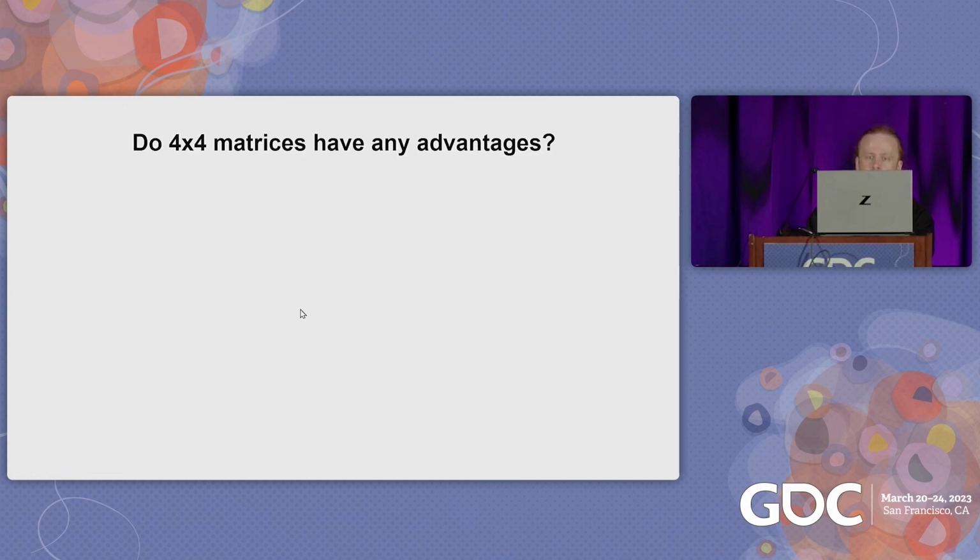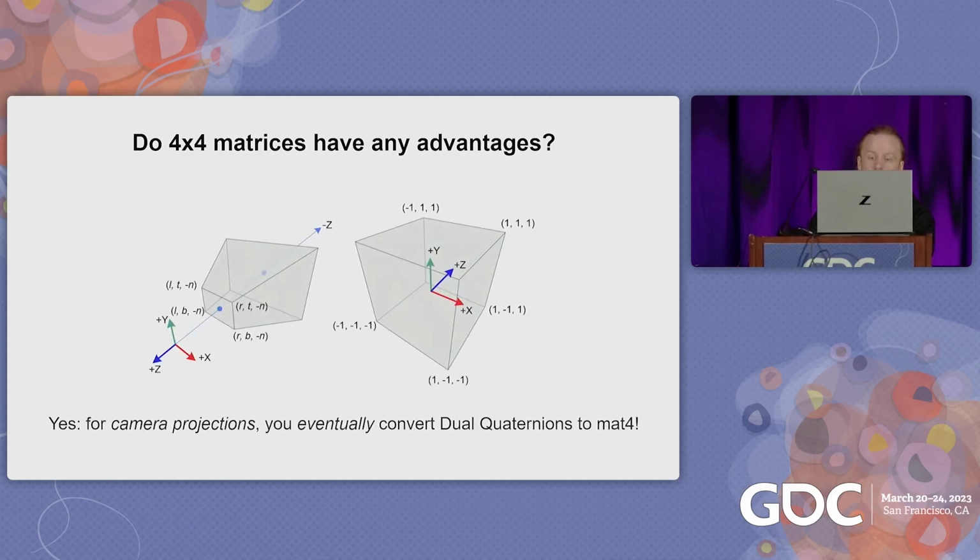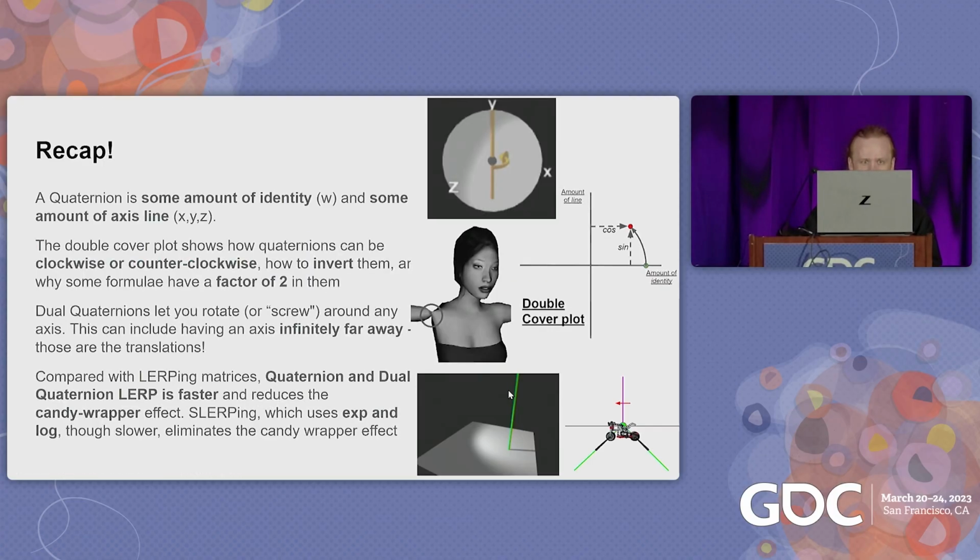One other thing is that 4x4 matrices do have a big advantage, which is that you can do camera projections with them. So you eventually need to convert your dual quaternions to 4x4 matrices, but that can actually be the last step. Although one thing that Eric Lengyel has done is potentially shown a way that you can do camera transformations with dual quaternions. But this is ongoing research.